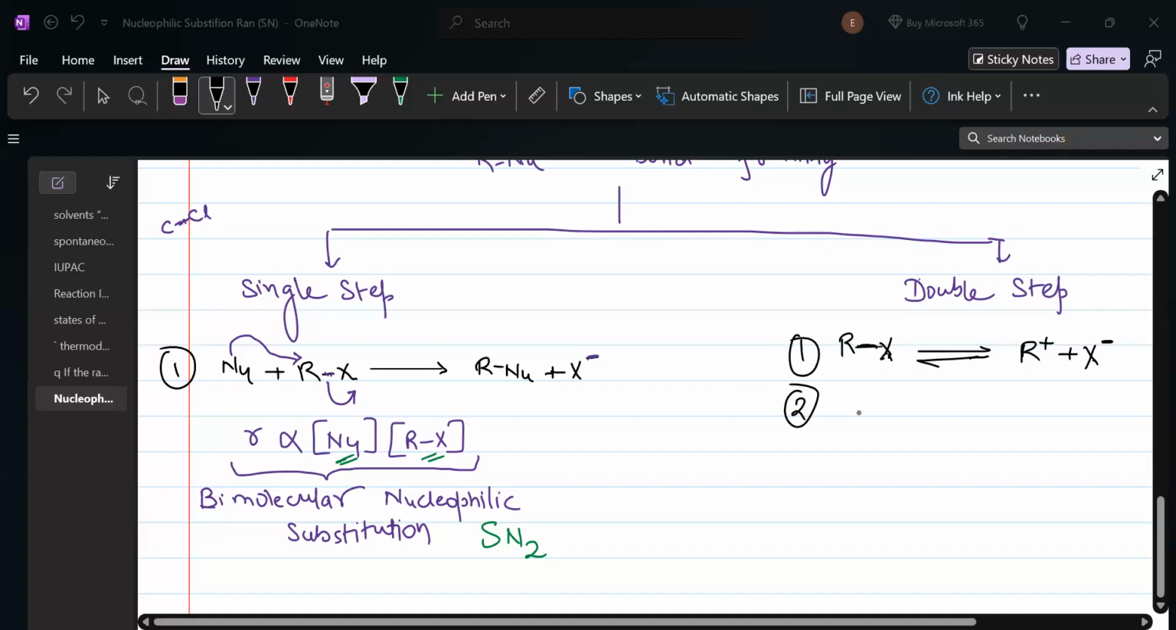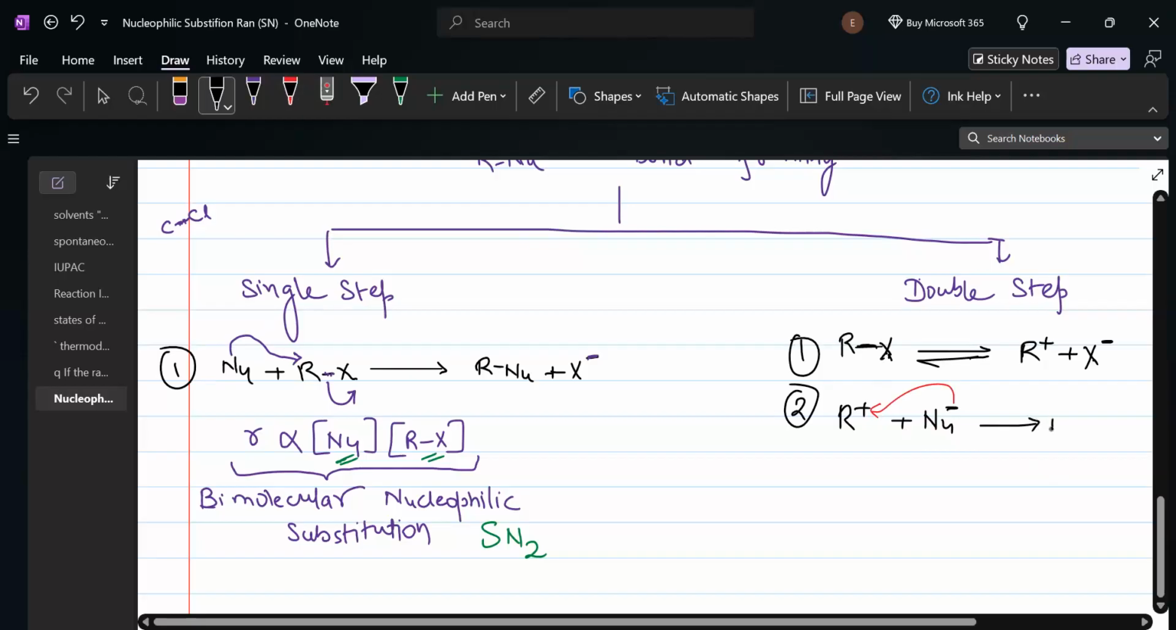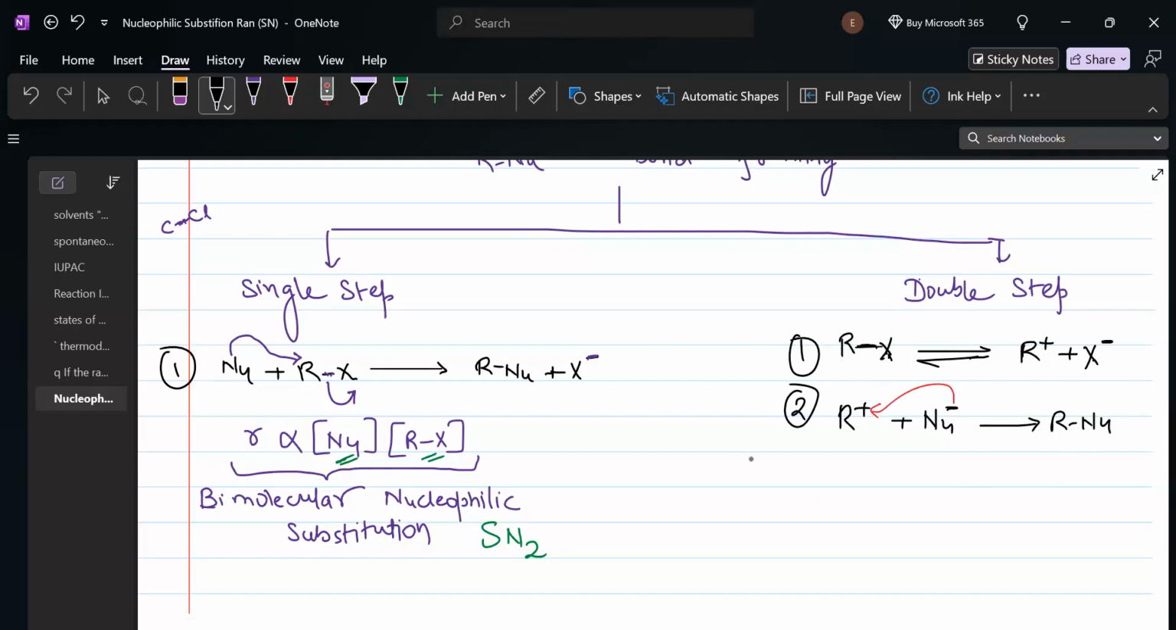So in this step, this bond has been broken. Now, what is happening? This carbocation will be attacked by this nucleophile. Obviously, this is a nucleophile. So this will attack on this carbocation, and this bond will be formed. Got my point? Yes, sir.